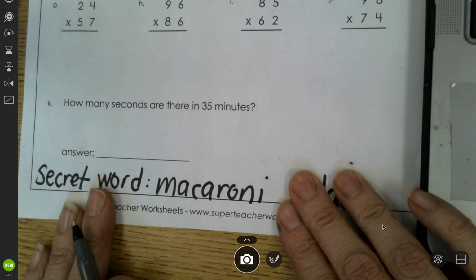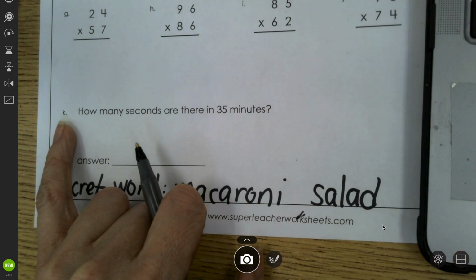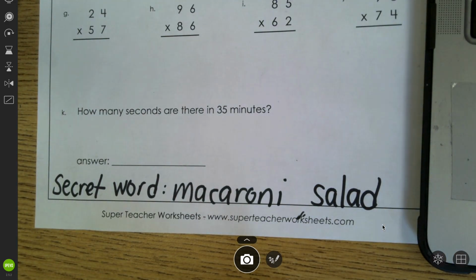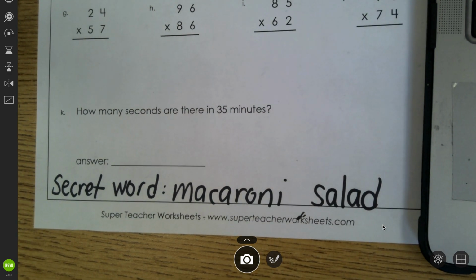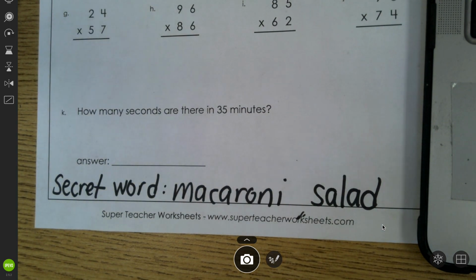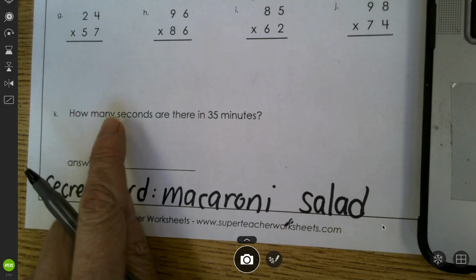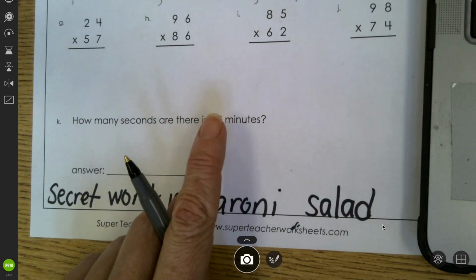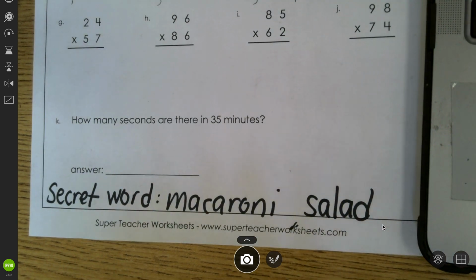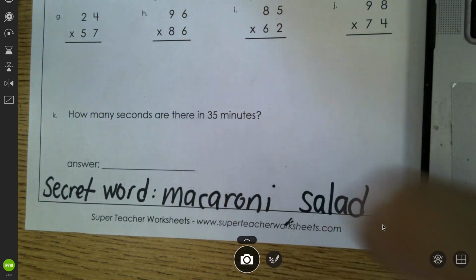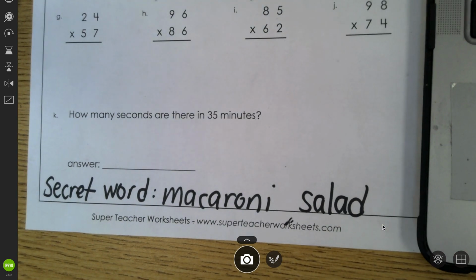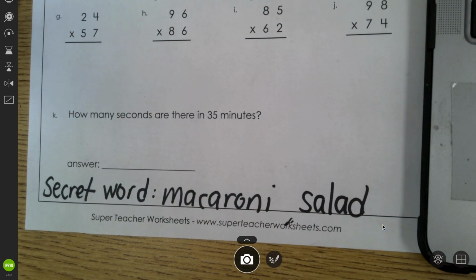Okay, so our word problem, we have a really short word problem here. We're not even going to use our cubes strategy because it's so short. How many seconds are there in 35 minutes? So there's only one number in this problem. What you have to know to solve this is how many seconds there are in a minute. Do you know how many seconds are in a minute? What do you think?